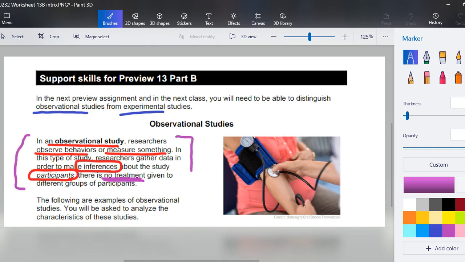You need to highlight, underline, hit pause, think on this, really let observational study details soak in. The following are examples of observational studies. You will be asked to analyze the characteristics of these studies. So now is a great time to hit pause. You complete questions 1, 2, and 3, and then come back and we'll walk through them together.